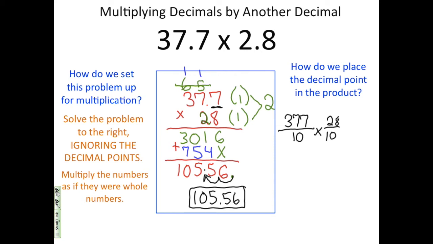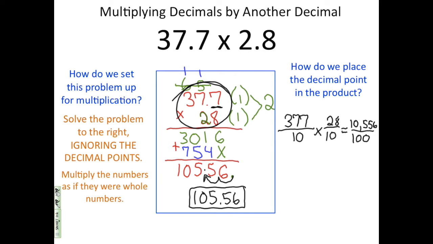Now I'm going to solve. I'm not going to do any simplifying so that this will be really clear and make a lot of sense. I'm just going to multiply my numerators and my denominators. But we know 10 times 10 is 100. 377 times 28 is 10,556. How did I know that so fast? Well, remember, when we solved this section, we first solved it by ignoring the decimal places. So the answer that we get without the decimal place in it is the answer to 377 times 28.